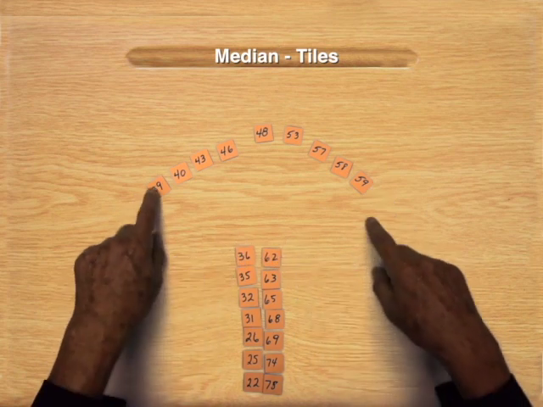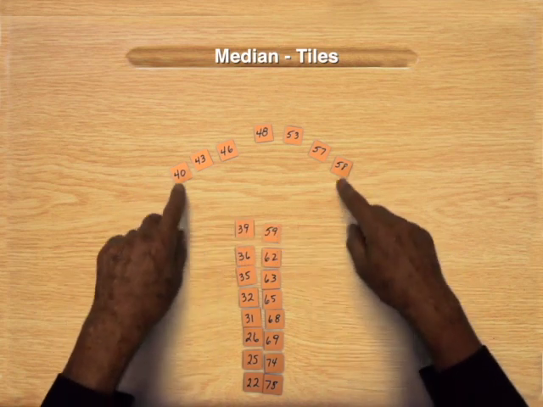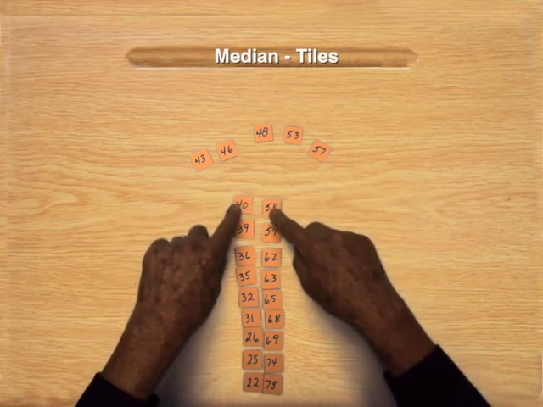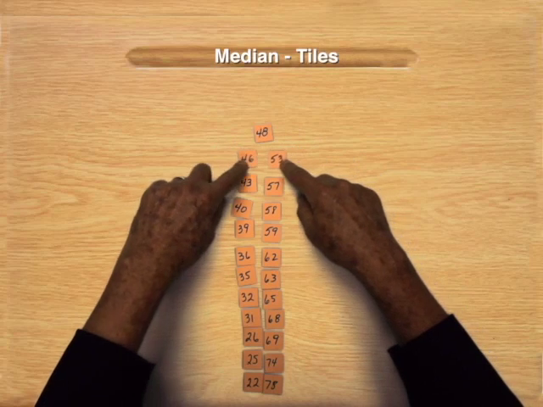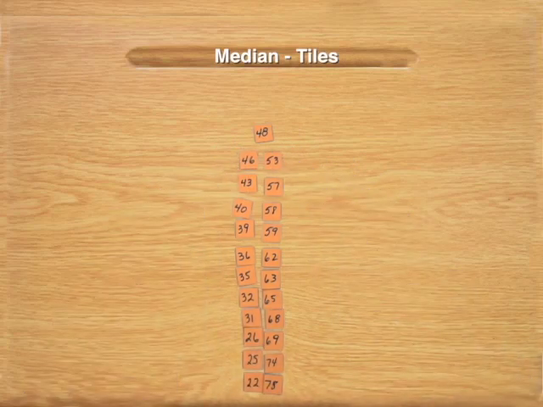We have these two. Here's a lowest, here's a highest. Here's a lowest, here's a highest. Here's a lowest, here's a highest. So now we've paired them off and we find out that 48 is left. That means 48 is in the middle.